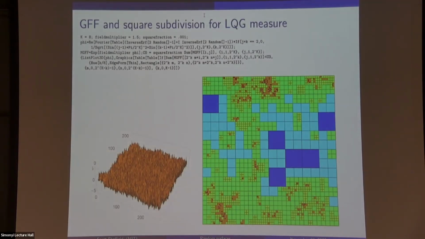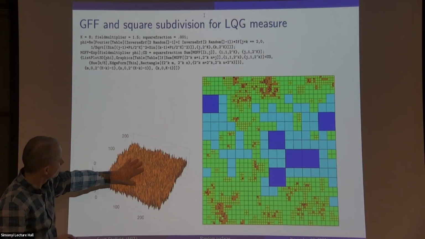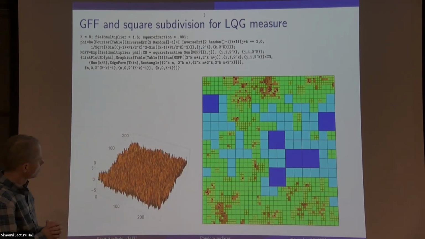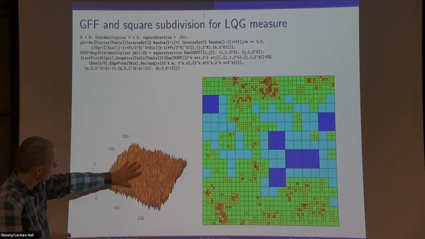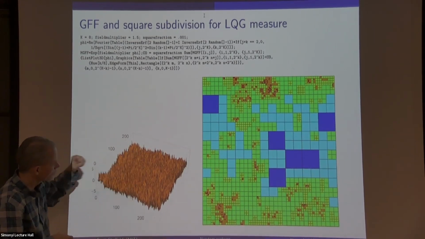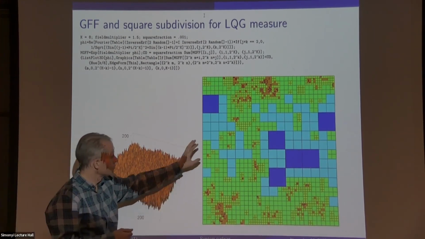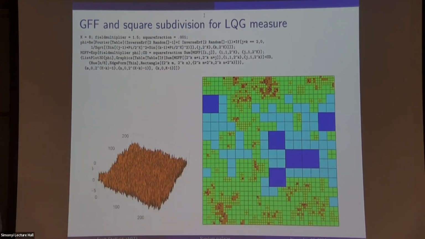So here, by the way, this is just the code you would get if you want to draw these pictures. This produces the Gaussian free field. A very simple code for doing that, just because it's the Fourier transform of something with independent Gaussian entries. And then this is just that construction.